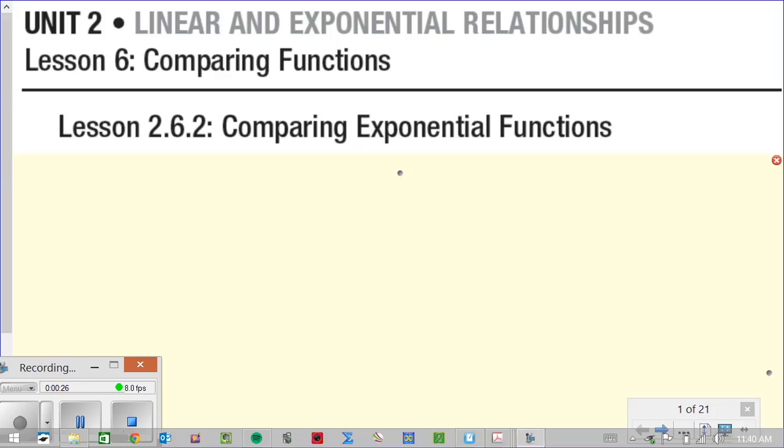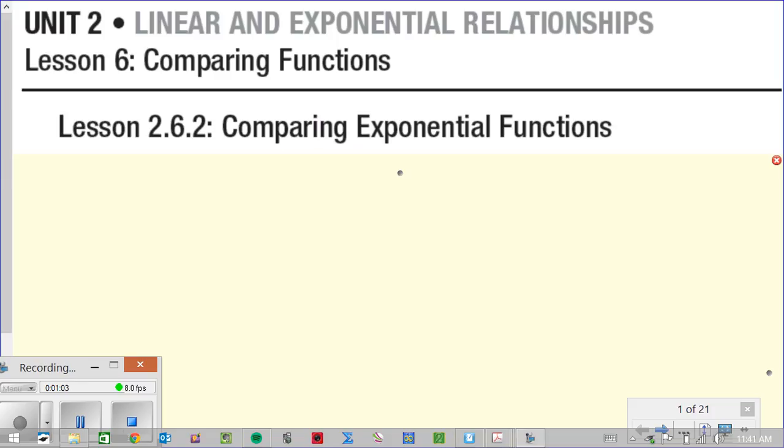So on Friday we did section 2.6.1, and that was where we compared two linear functions together. We took a look at both of their y-intercepts and compared them. We took a look at their rates of change, and since they were linear, that would be the slope of each of them, and made a comparison between those. Sometimes we had an equation, sometimes we had a graph, sometimes we had a table, and sometimes we had a problem in context. We're going to extend those same exact ideas into exponential functions today.